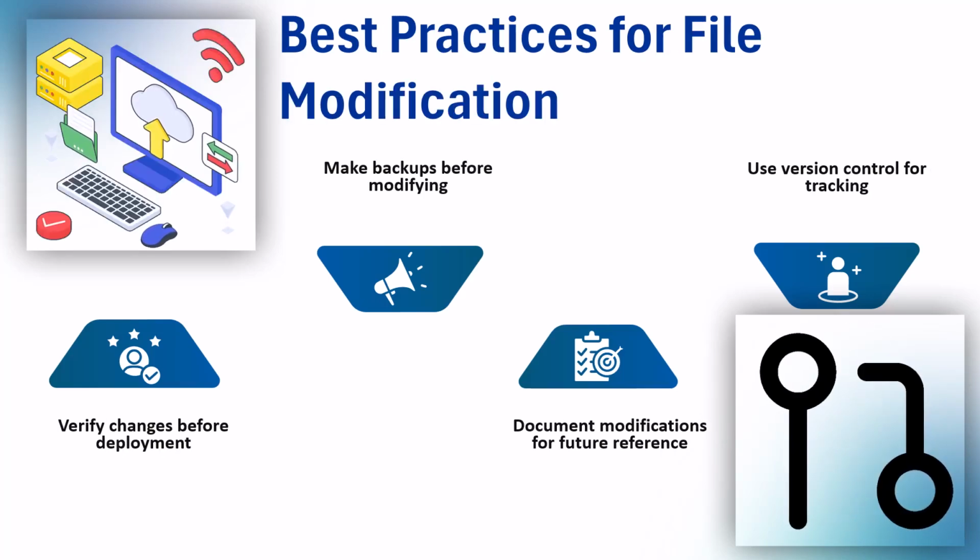Messing up a file is easy. Undoing mistakes isn't. That's why backups are our safety net. Using version control helps track changes, so we don't have to rely on memory. Before deploying modifications, verifying changes prevents headaches later. And documenting edits might feel tedious, but trust me, future you will be grateful.